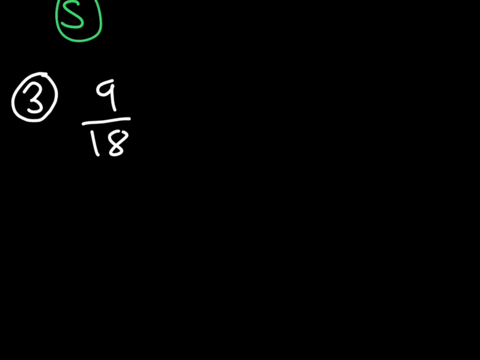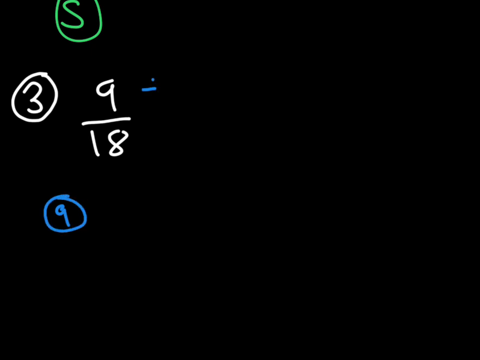Question number 3. And once again, we are asked to simplify the fraction 9 over 18. Now, what some of you might do is you will see that the number 3 goes into both 9 and 18, which is correct. But there is another number which is actually the highest common factor. As we can see, 9 goes into 9, obviously, and 9 also goes into 18. Therefore, our highest common factor is actually 9.